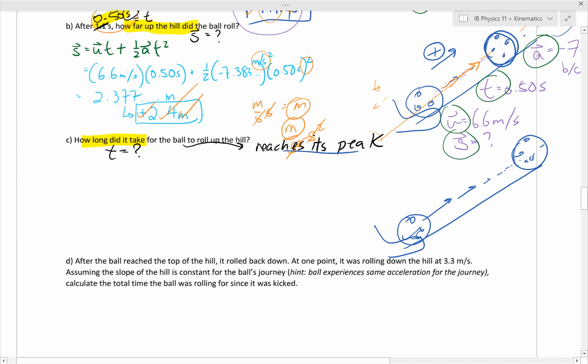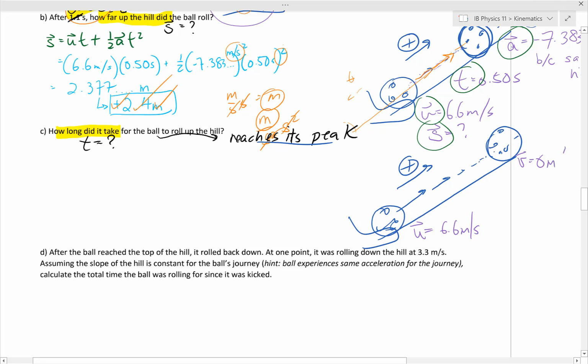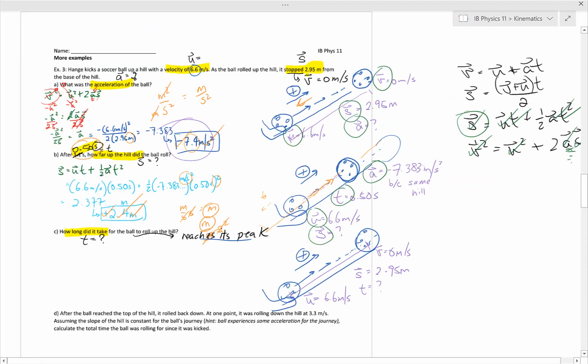Going up the hill is going to be my positive direction, and let's label some knowns that we have. We already know from our previous problems that the initial velocity is 6.6 meters per second. We know that it stops momentarily at the top, meaning our final velocity is 0. We also know that the displacement is 2.95, as mentioned in question A. And now we want to find the time. So let's identify what we have and what we don't have.